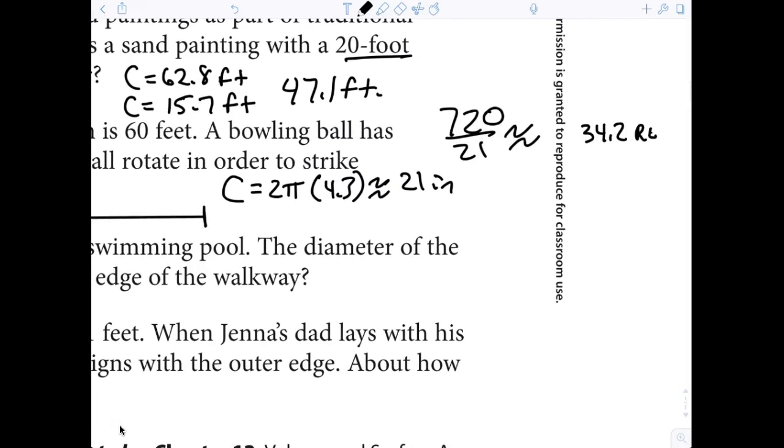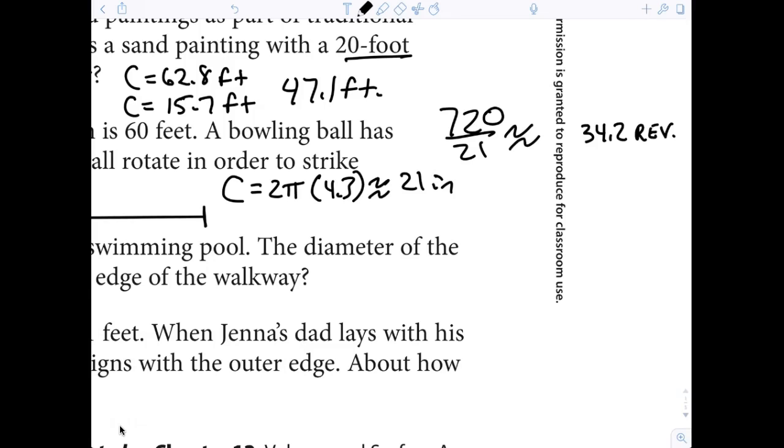34.2, and I want you to put this down: rev. What does rev mean? Revolution. It'll spin around 34.2 times before it gets to the end of the lane. Does everybody hear me on that? So when you want to find how far a ball will roll, you're actually just calculating its circumference. That's very hard for most kids on a word problem. When a ball rolls, you're calculating its circumference.